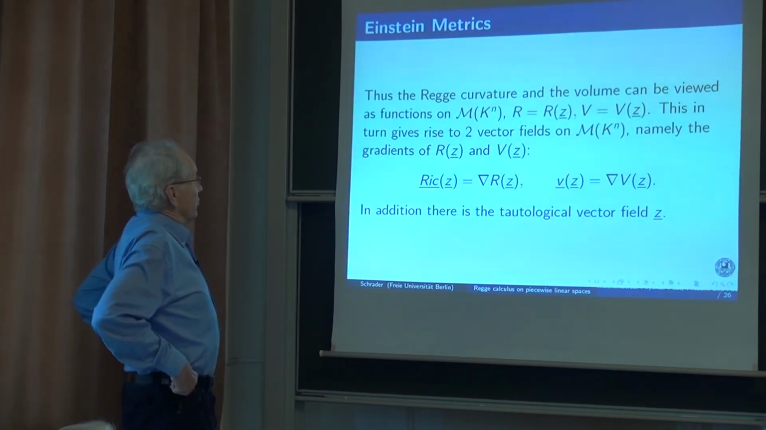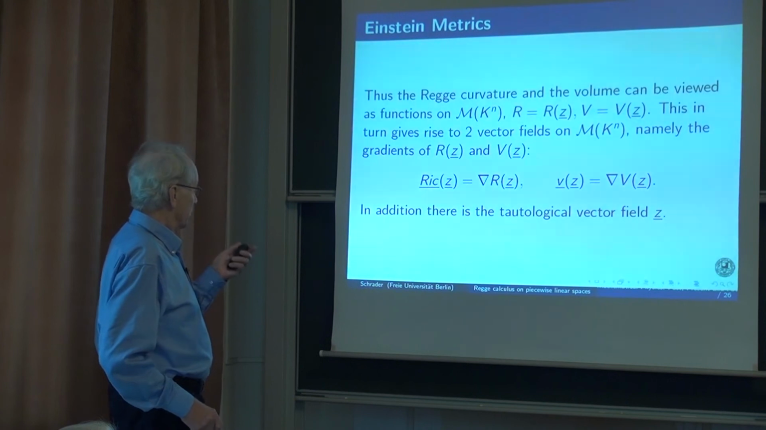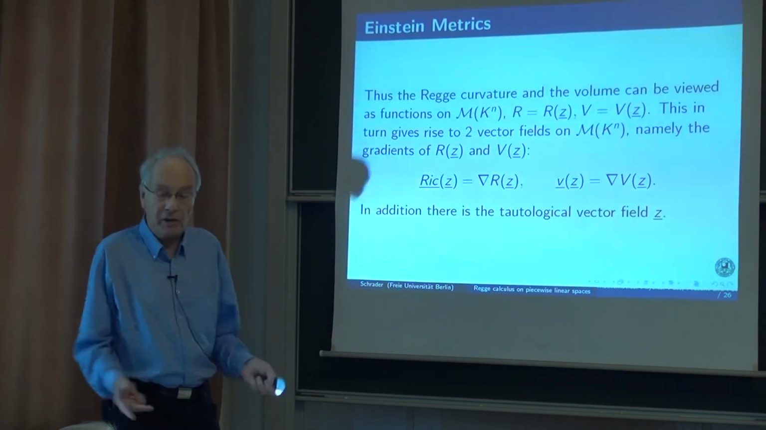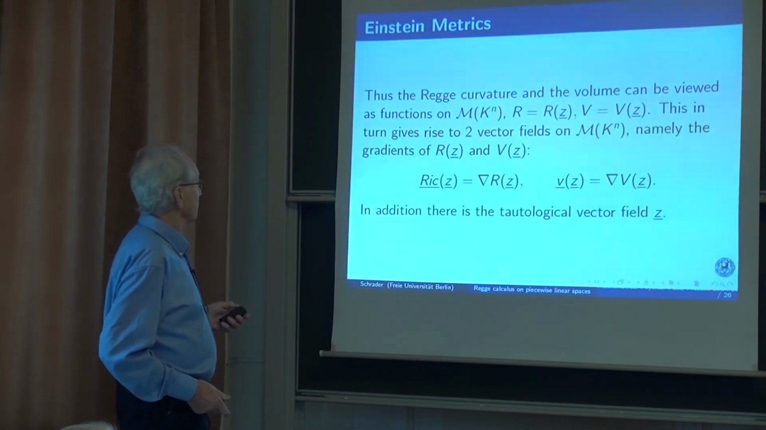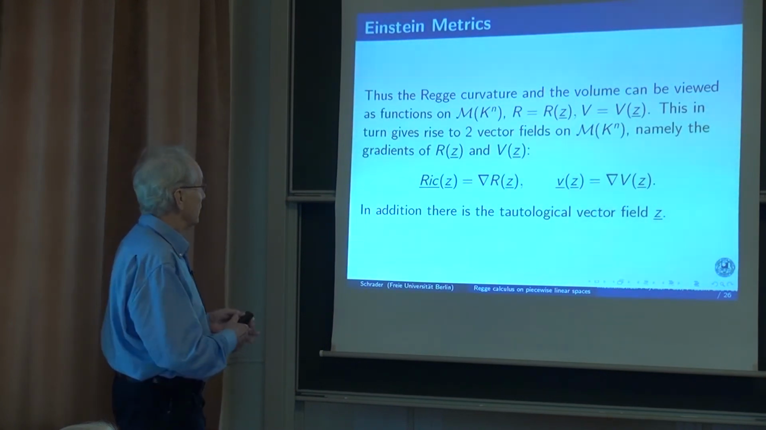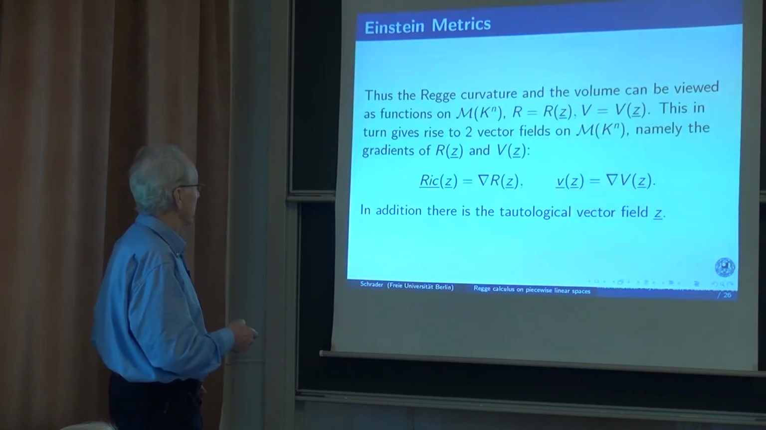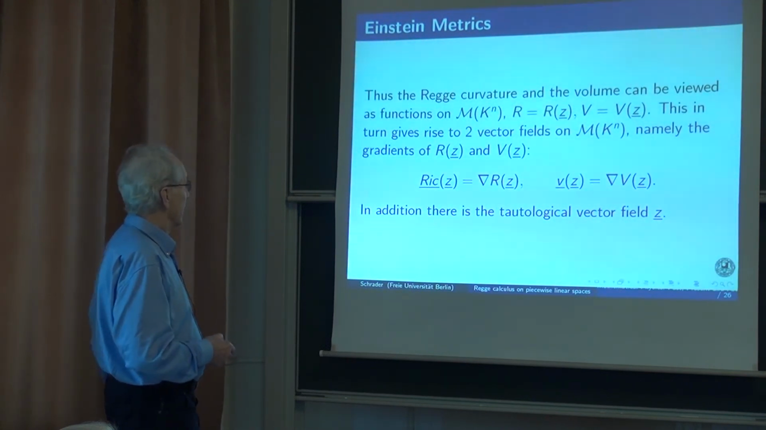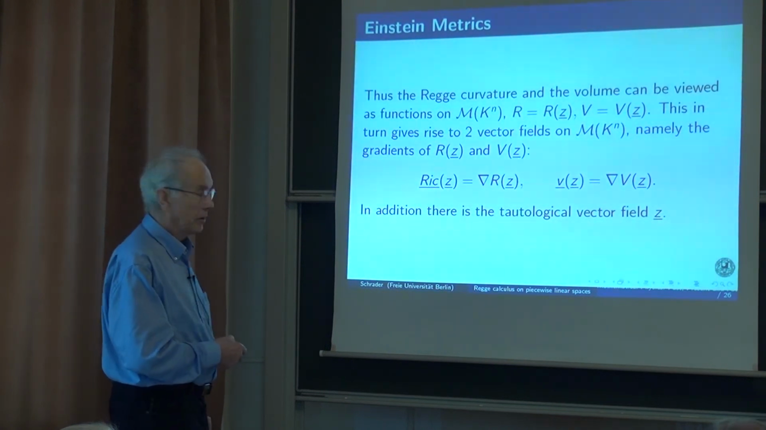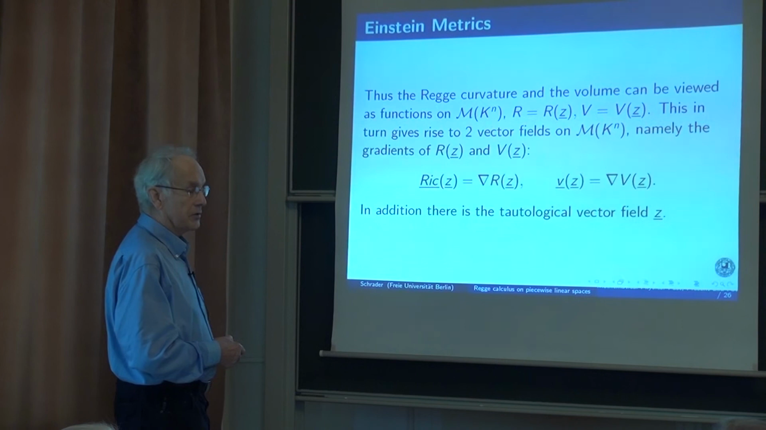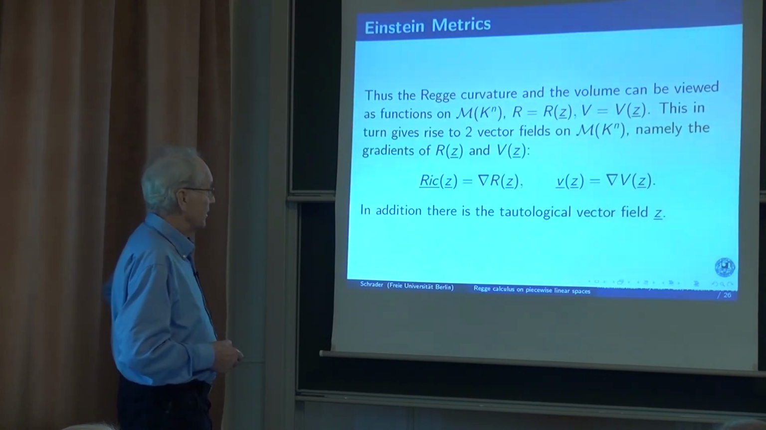So the Ricci curvature and the volume can be viewed as functions on this thing here. They're simply functions now on this set of metrics. So this gives rise to two vector fields on this, namely you take the gradients of these things. This we call a Ricci vector field. Yeah? So this is a gradient.